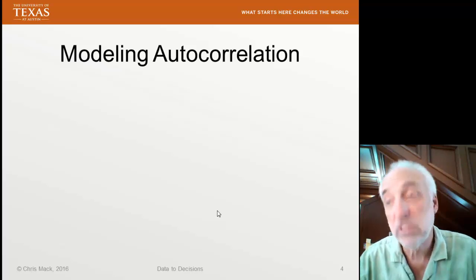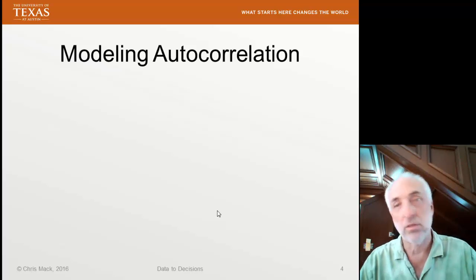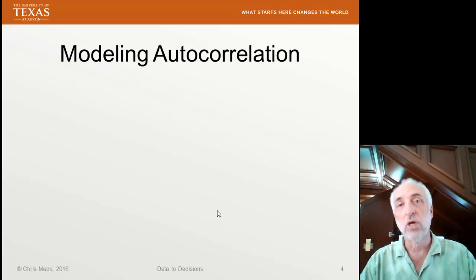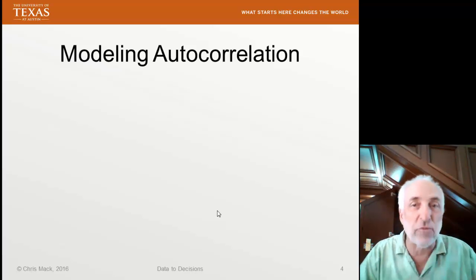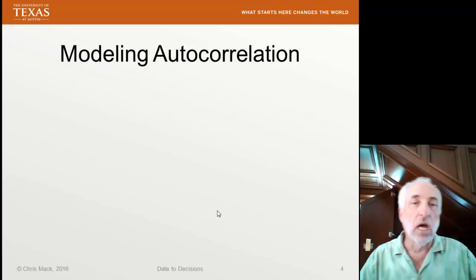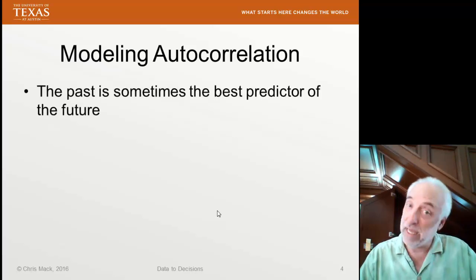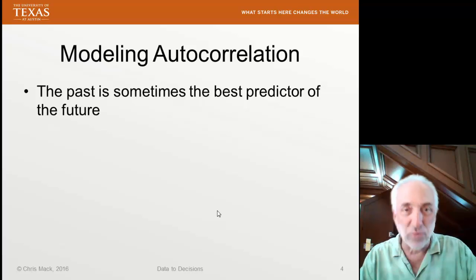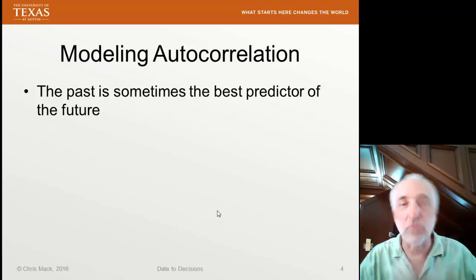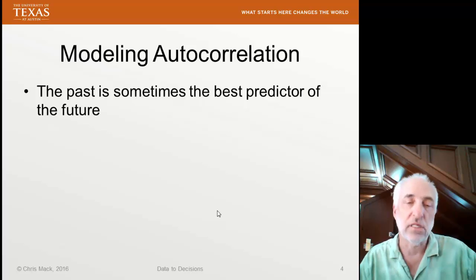So we sometimes want to be able to model this autocorrelation. When something is correlated with itself, we call it autocorrelation. Sometimes the past is the best predictor of the future. And the next data point in time is related to, not independent of, the previous data point.